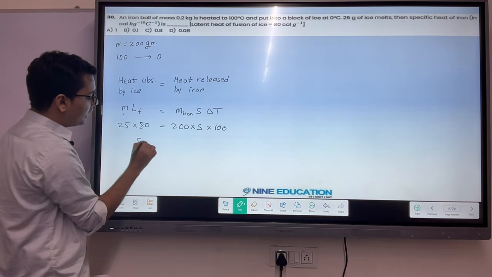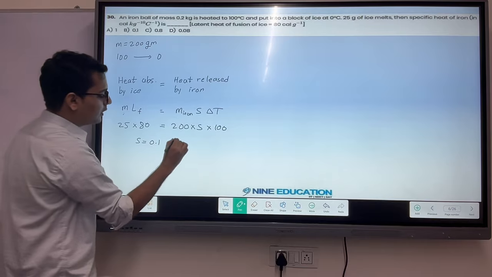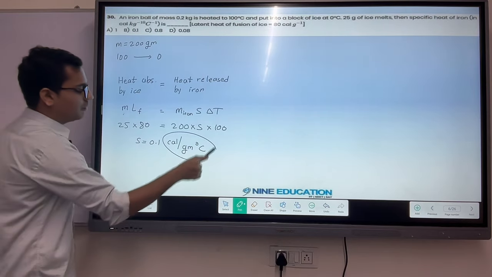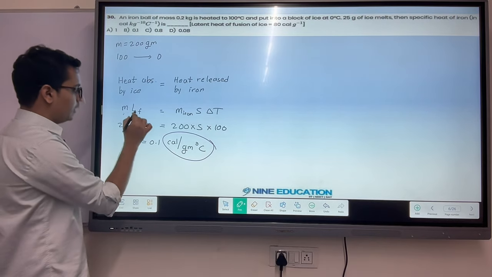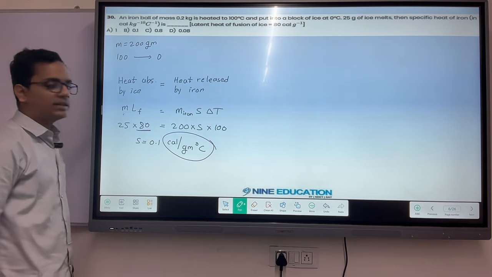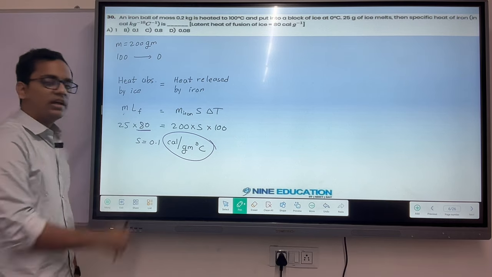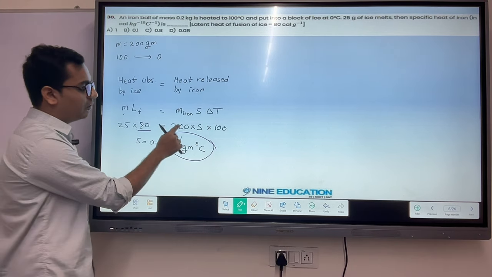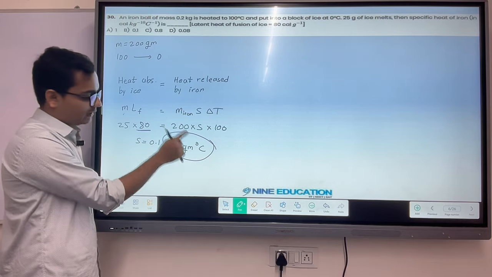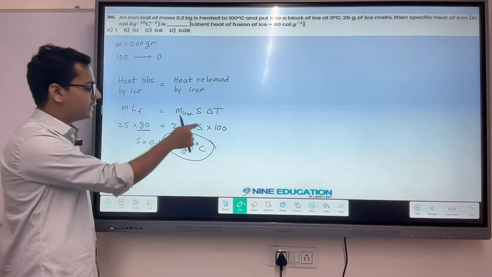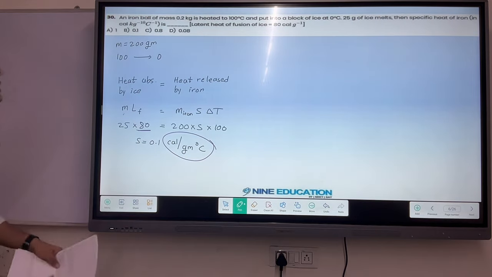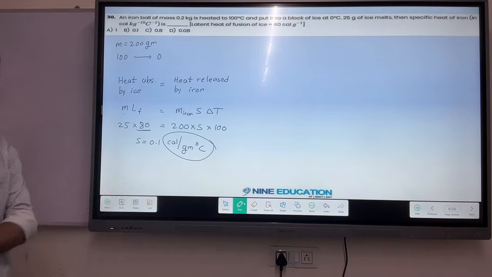So from here you will get S as 0.1 calorie per gram per degree Celsius. How did I get this unit? If you observe, this 80 is calorie per gram. On the left hand side you have calorie per gram, so here also it must be calorie per gram only. What is this 200? 200 is in grams. Hence S also has the unit per gram. Clear? So this correction was also announced.